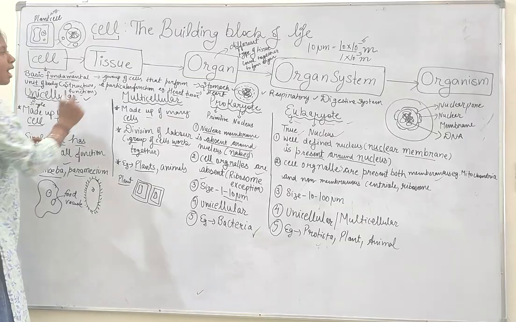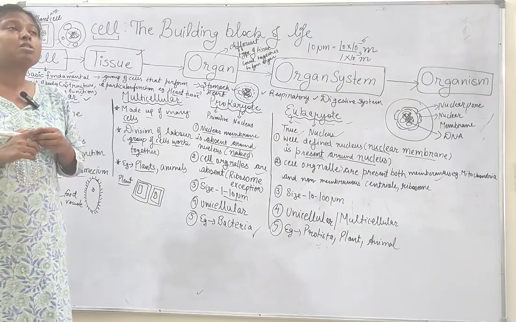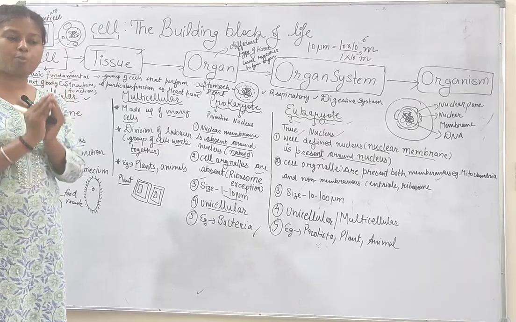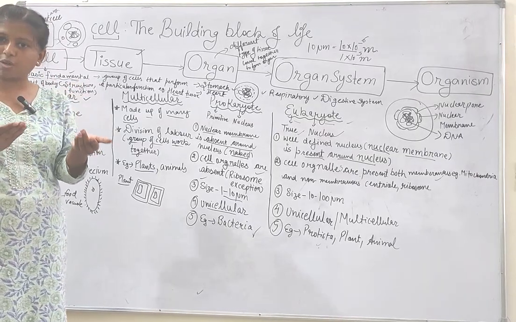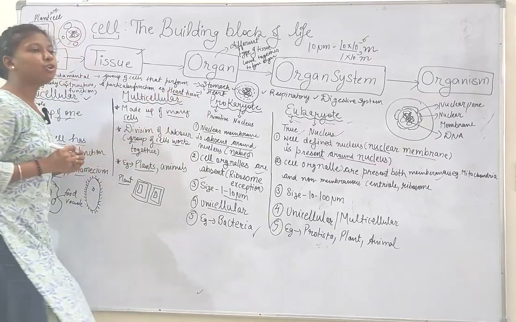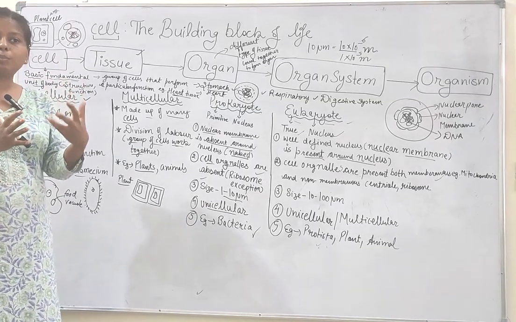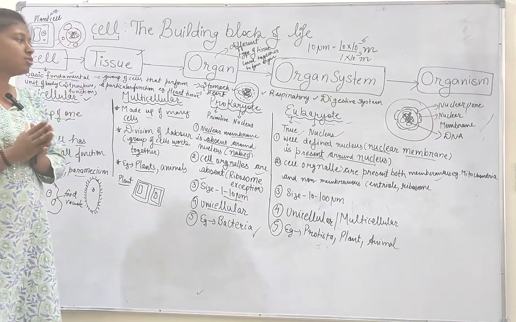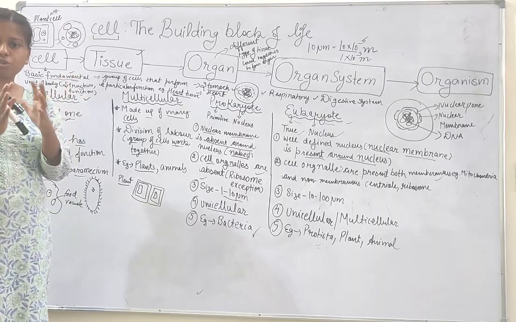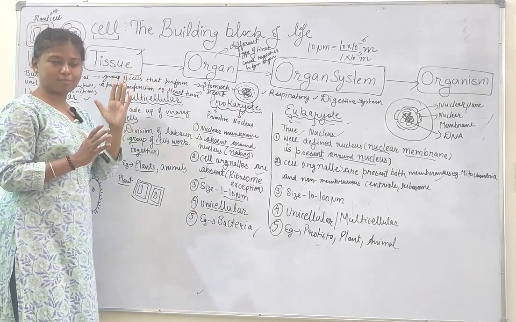After that, there is a term called tissue. Now, what do you mean by tissue? In a tissue, a group of cells come together to perform a specific function. For example, heart tissue. As we know, the heart helps in blood pumping. So this tissue helps in blood pumping, right? That's why they are a group of cells that perform a specific function. That is the tissue.